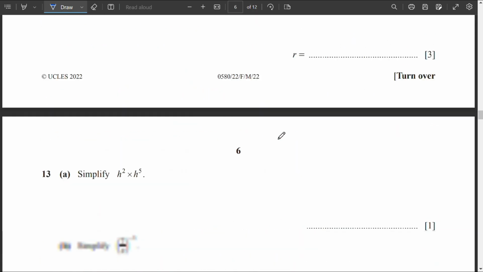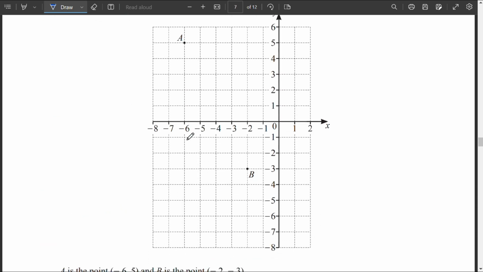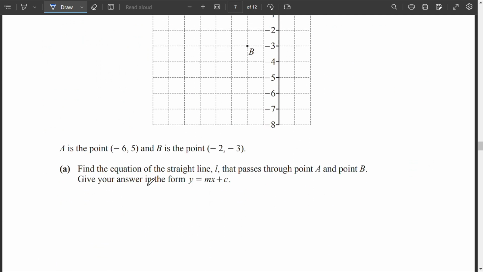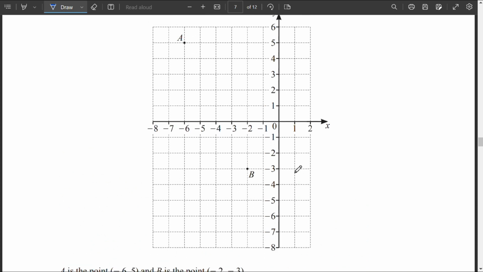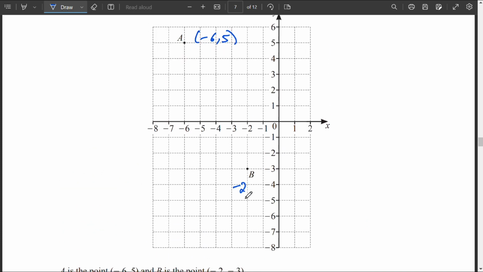Our next question is question 16, so I'm going directly to question 16. Now see, they have given you this type of grid. A is the point (-6, 5), B is the point (-2, -3). So here is (-6, 5), and B is the point (-2, -3).